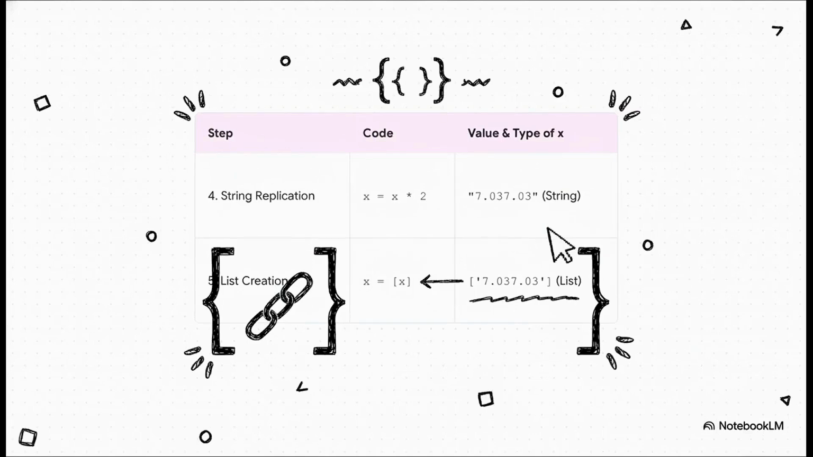And this is the crucial point. x is no longer the string 7.03. It is now a list that contains that string as its one and only element. You can even see it in our table. See the square brackets around the value? That tells us it's a list.